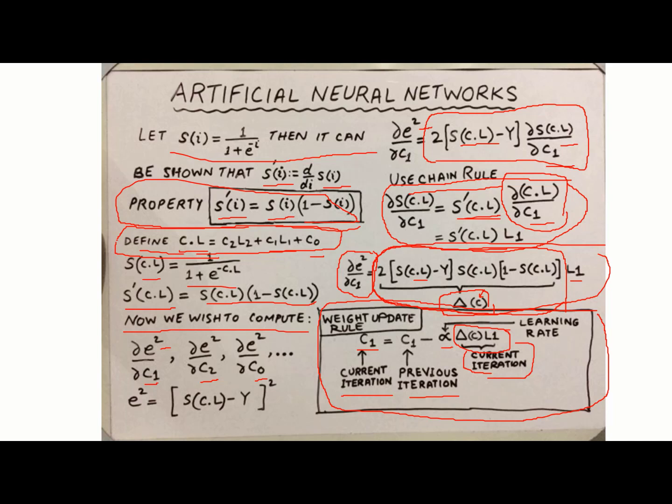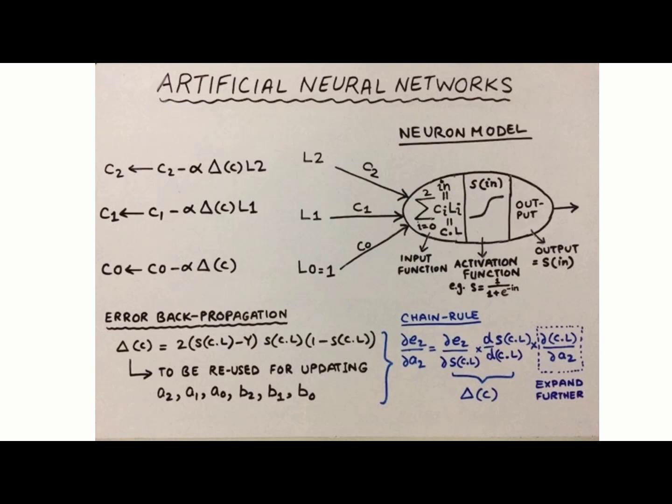One of the things that you may have noted is that the weight update rule is an iterative process. We are going to utilize the result of the previous iteration to update the coefficients in the current iteration, and then use the coefficient values in the current iteration to find the values in the next iteration. And we're going to update the values of deltas as well as L1 and L2. Likewise, we can update the values of the other coefficients such as C2 and C0.